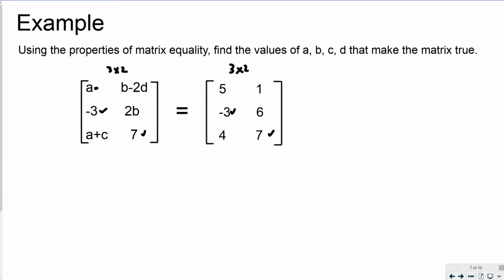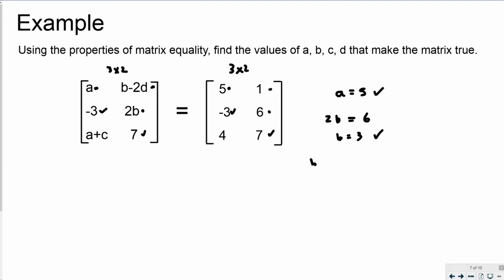I can say that this A is in the same spot as this 5, so I can say that A equals 5, and I can say that without a doubt. The next thing that I could do would be to calculate the value of B by using this right here and this. So 6 equals 6. So B equals 3.